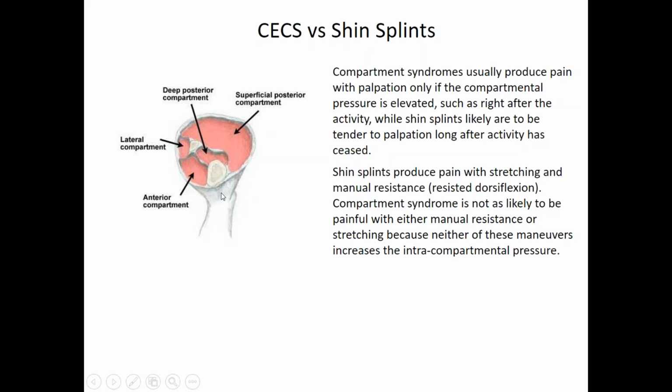Shin splints will be there long after, three to four days after the activity stopped. They can still do this. They also produce pain with stretching and manual resistance, like resisted dorsiflexion. If the foot is hanging down and you put your hand on top and tell them to raise their big toe toward the ceiling and you resist it, that causes pain, not so much pressure, but pain. Then you're looking at more shin splints rather than compartment syndrome. Okay?